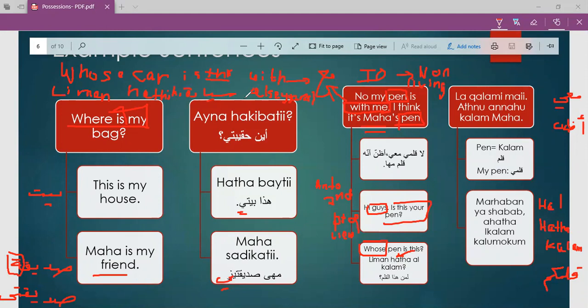For example, the answer to this question: no, it's not my car. You can answer here, no, it's Muhammad's car. Let's use a possessive pronoun as a suffix. No, it's Muhammad's car. So, لمن هذه السيارة? Whose car is this? We said it's Muhammad's car.